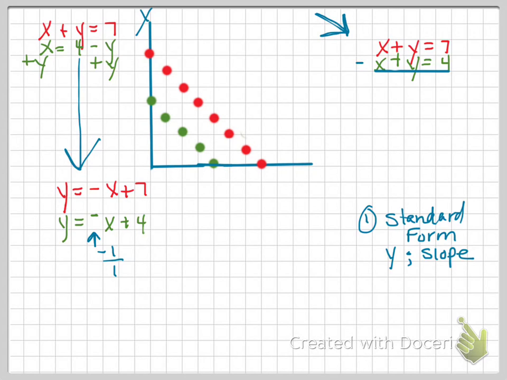So we get x plus y equals 4. And what we notice, if we subtract those, we end up with 0 equals 3. And we know 0 does not equal 3. So these are inconsistent. They have no solution.